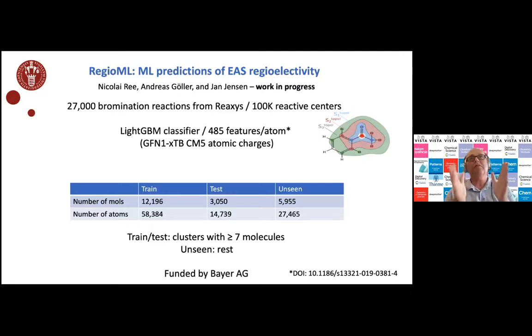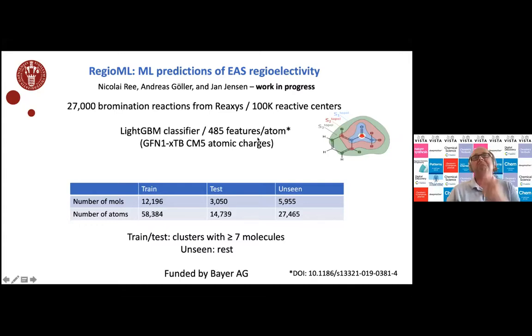So we're working on our own machine learning model of this. Now, instead of 500 bromination reactions in the previous set, we're now working with 27,000 and about 100,000 reactive centers. So we're working with a much bigger data set, one similar in size to the one the Coley group used in their method. So this is just some machine learning stuff.